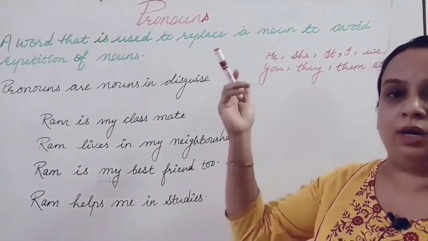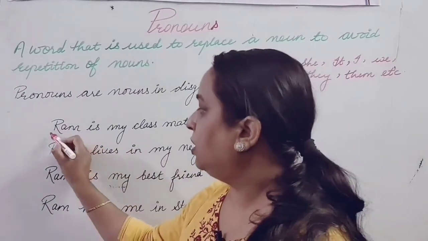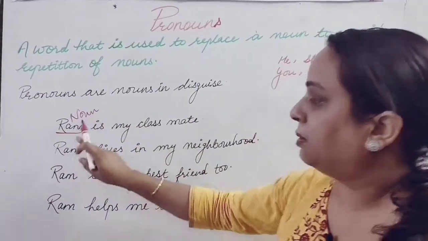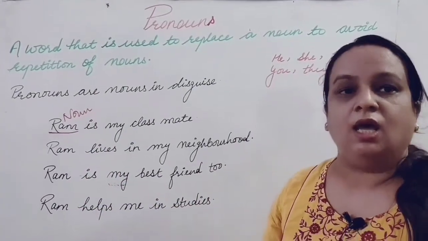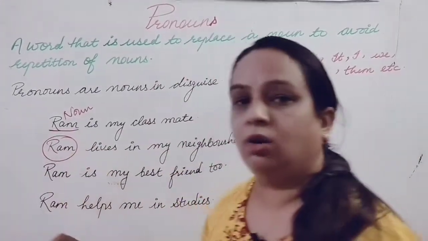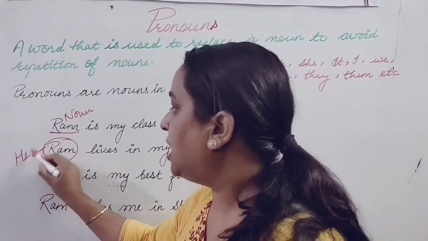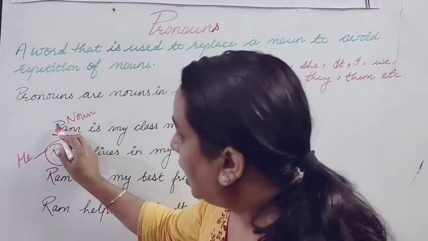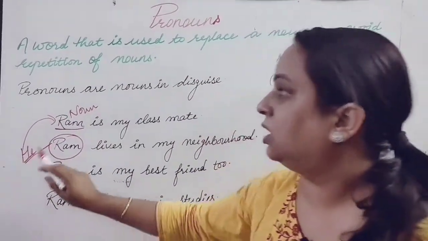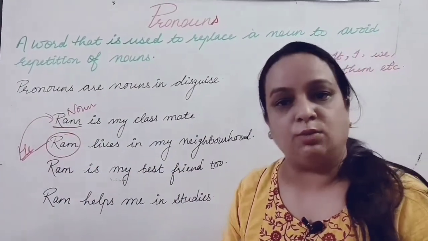When we are talking about pronouns, those are the replacing words of nouns. So what is the noun I am talking about here? That is Ram, right? So Ram is a noun. But if I repeat Ram, Ram, Ram again and again in the sentences, that will not look good. So this word Ram I will replace with he. This he is the replacing word of Ram, so he will work as a pronoun for the noun Ram. That is a pronoun.